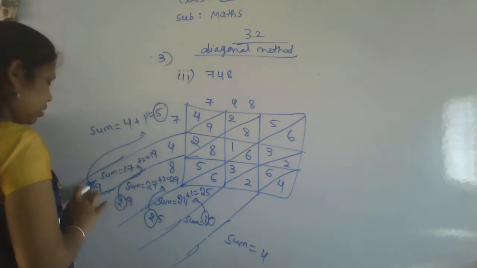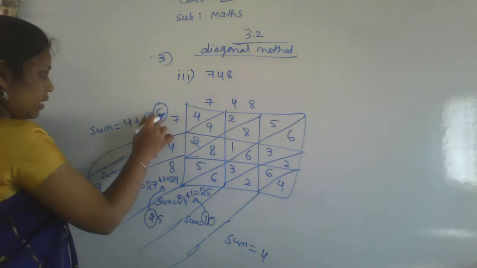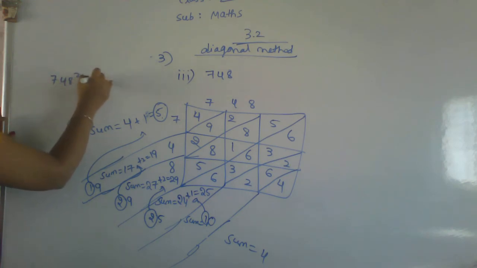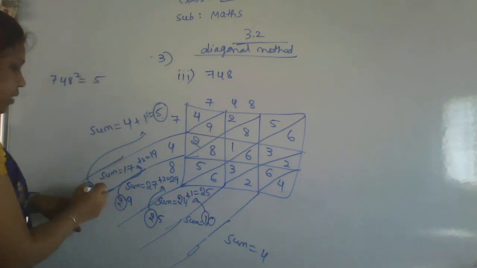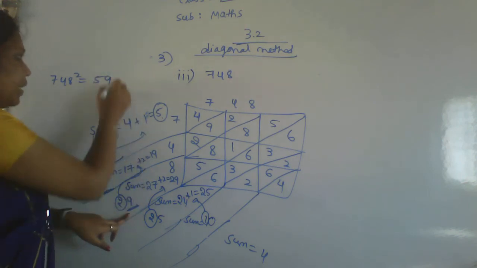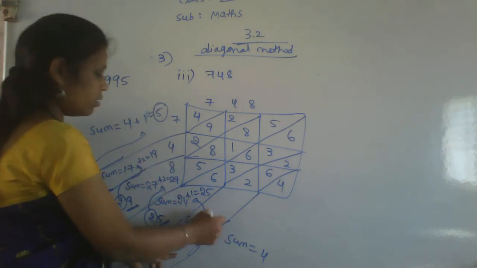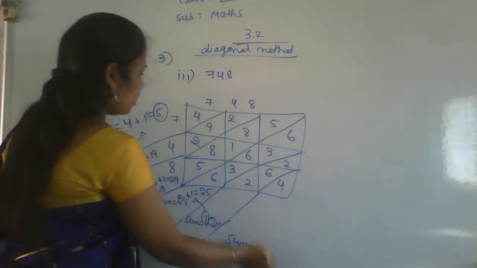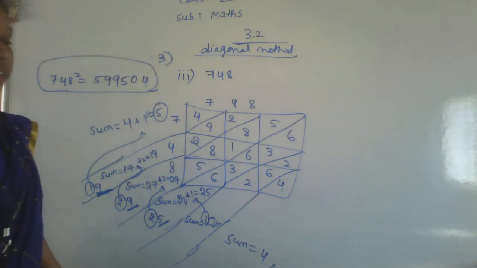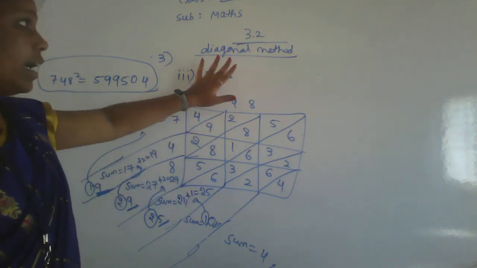So the answer is here. What is the leftmost number? Here 5 is there. 748 square is equal to 5, after that 9, and here also 9, and next 5, and here 0, and after that the last one is 4. So this is the square of the given number. Like this you have to do. This is the diagonal method.